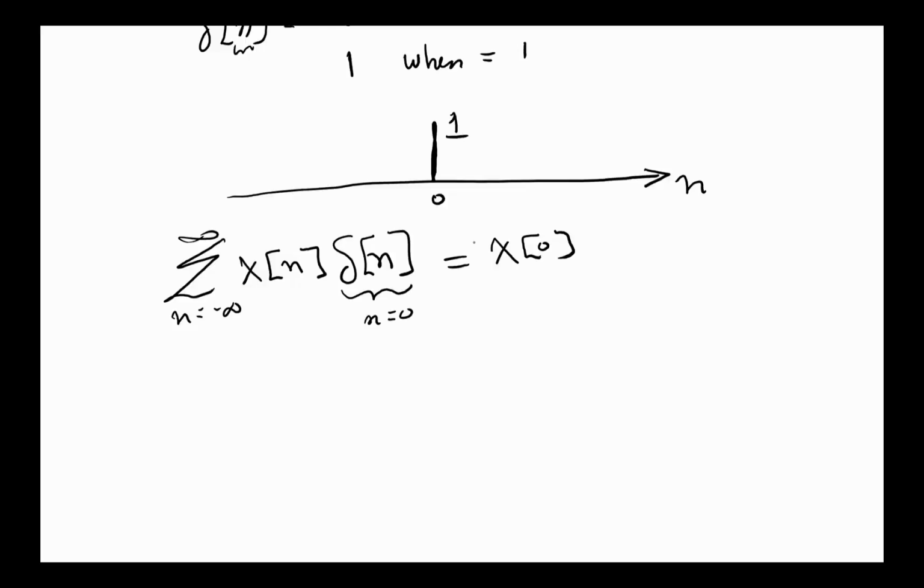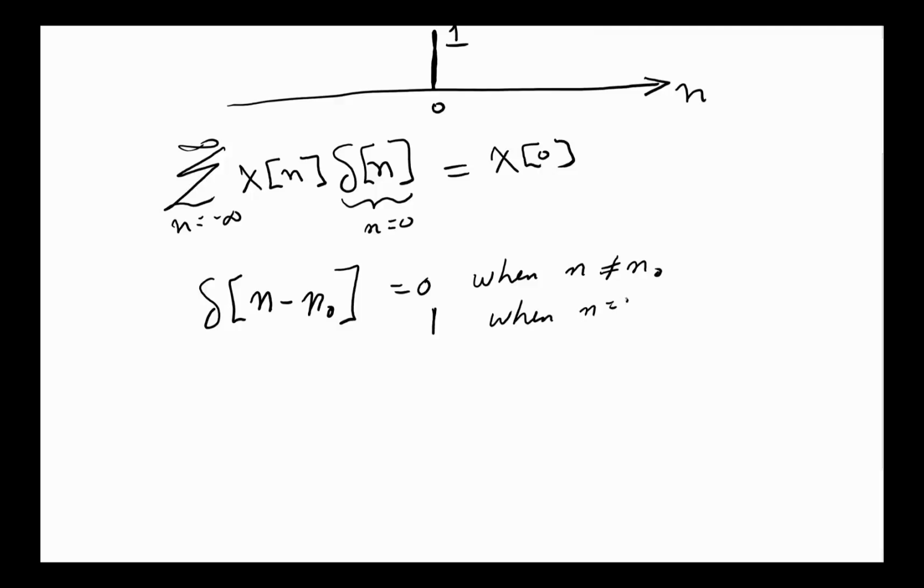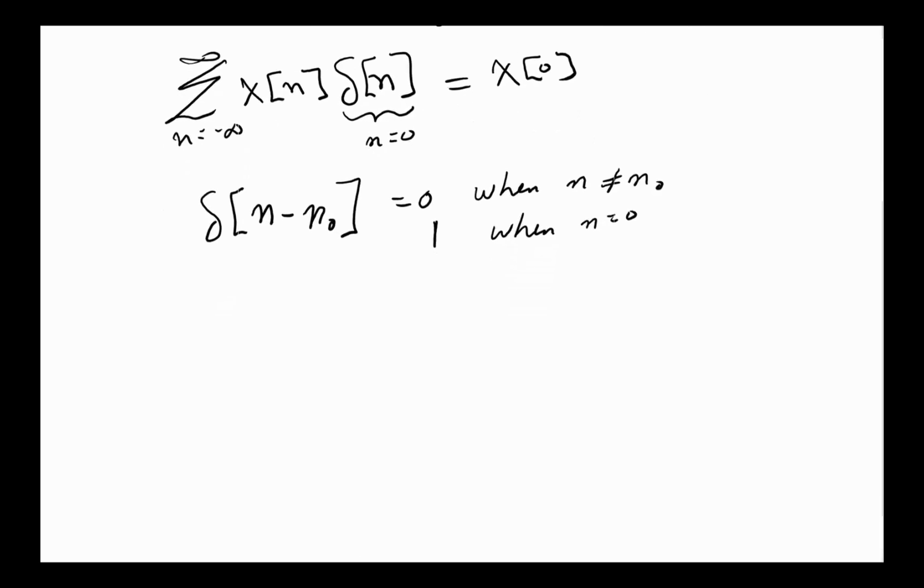Okay, now let's generalize this just a touch. For example, if we have delta of n minus a constant n0, that means this thing is equal to 0 everywhere when n is not equal to n0, and the only place it's 1 is when n is equal to n0. Okay, so now we can use that in a different way.